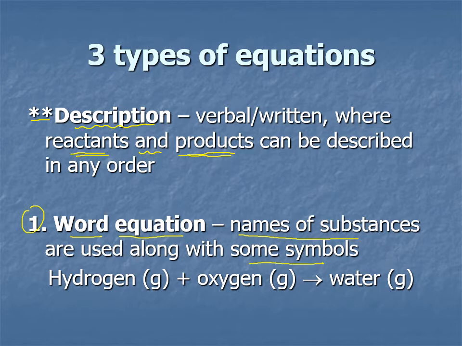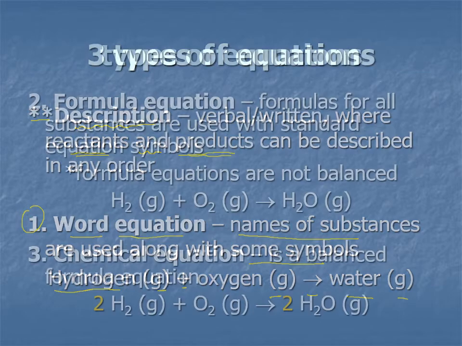So an example of that would be making water. Here I have the name hydrogen, it's a gas, plus, meaning we're just going to combine these together, oxygen as a gas will produce water as a gas. So I'm using symbols, G plus G arrow G, and I'm using the names. This is a word equation. You don't have to get any fancier than this with word equations. There's nothing more really to do with them. Let's go on and see the other two.